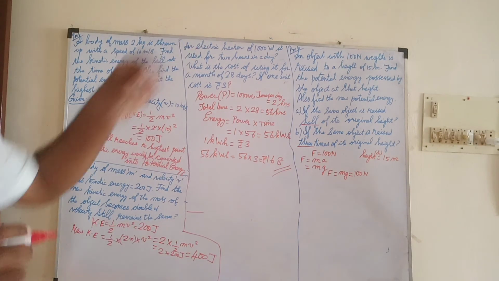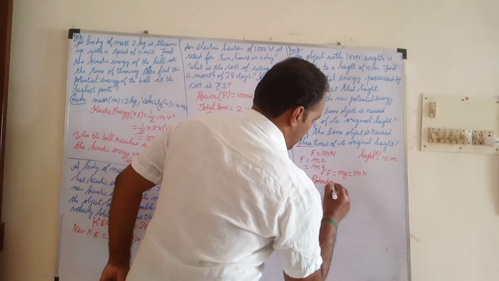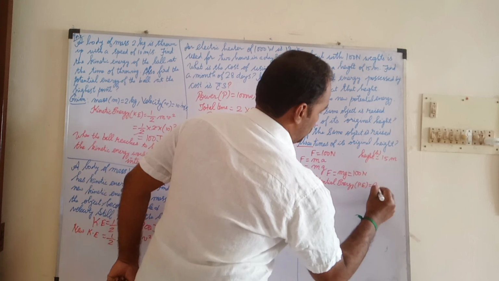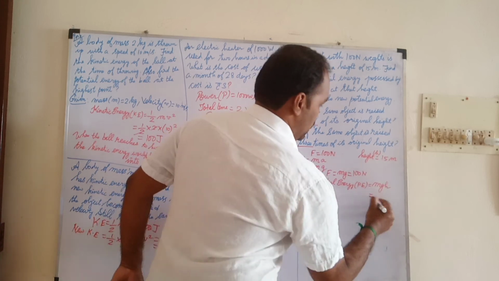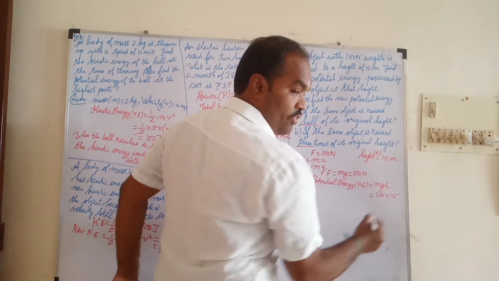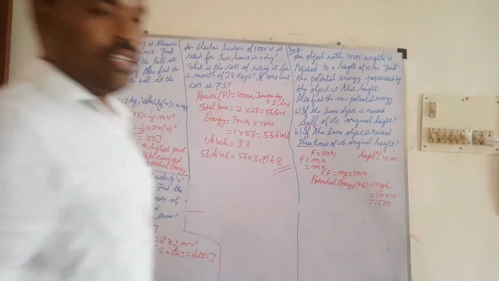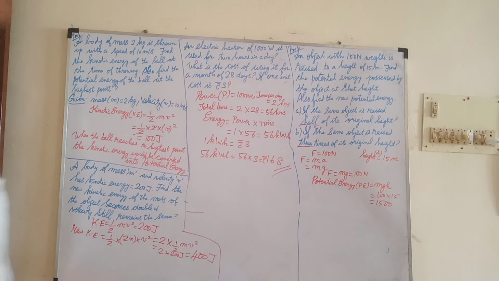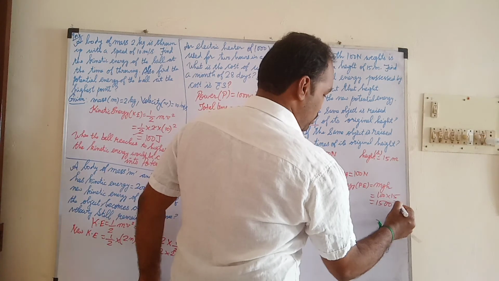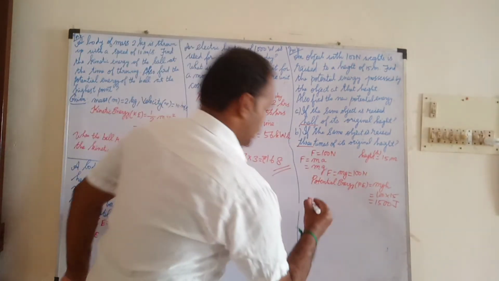Now find the potential energy. Potential energy equal to what? mgh. mg is what? 100. h is what? 15. 15 into 100, 1500. What is the unit? Energy unit means what? Yes, energy is joule. The next one.